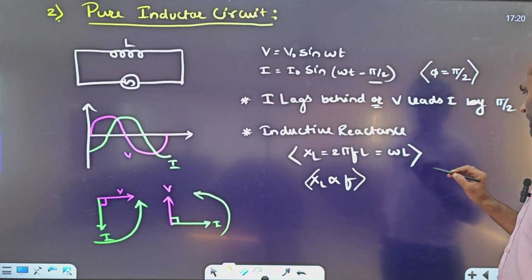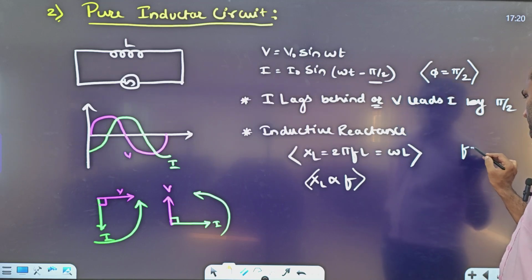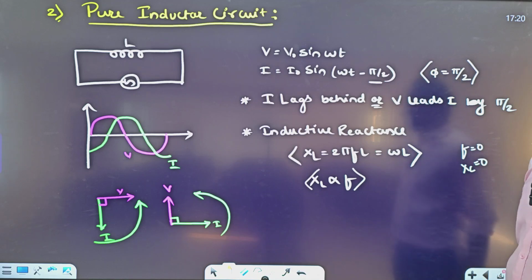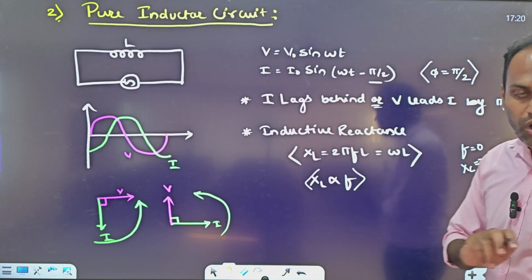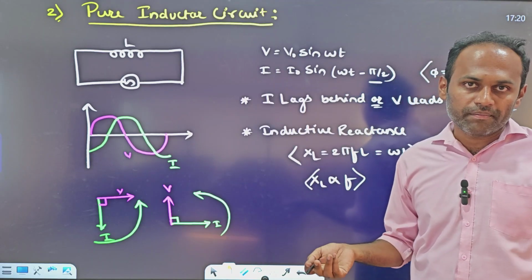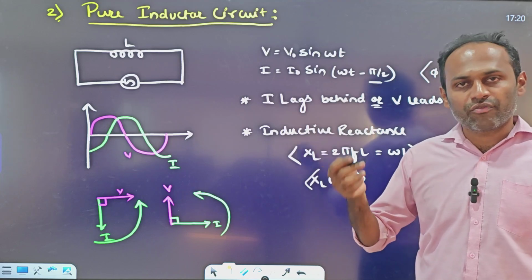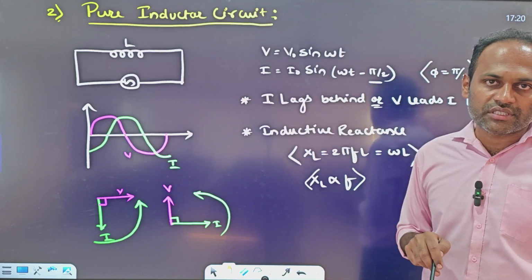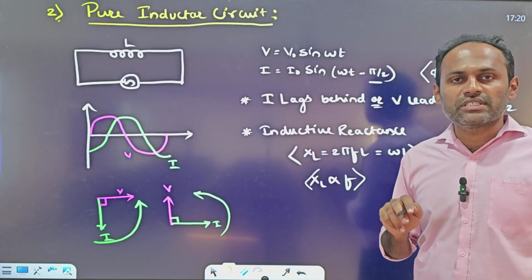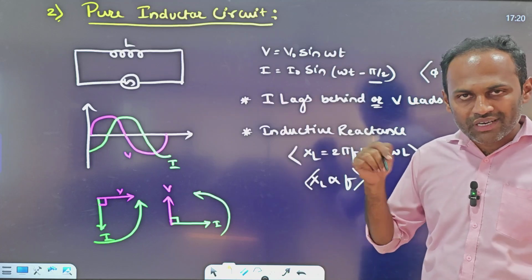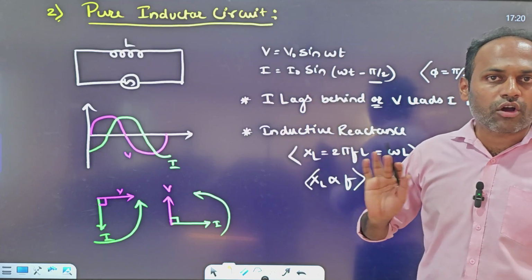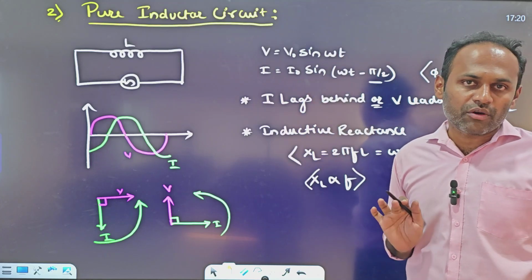See, for DC, frequency is equal to 0. Therefore, the inductor will not oppose that DC. Inductor will not oppose DC. It will oppose AC only, because AC has high frequency, DC has low frequency. So the inductor will not oppose DC, it will oppose only AC. For DC, the inductor will behave like a common conductor, like a common wire.